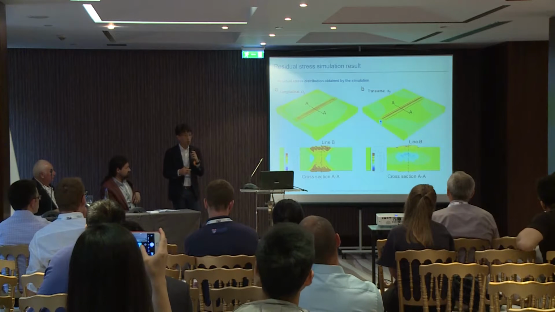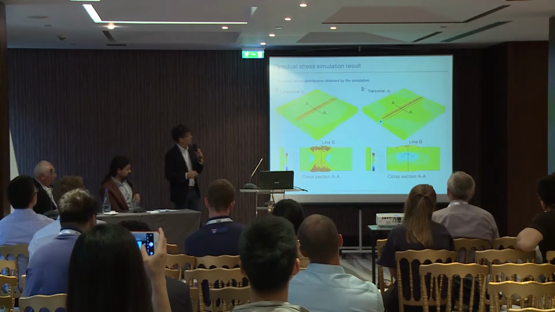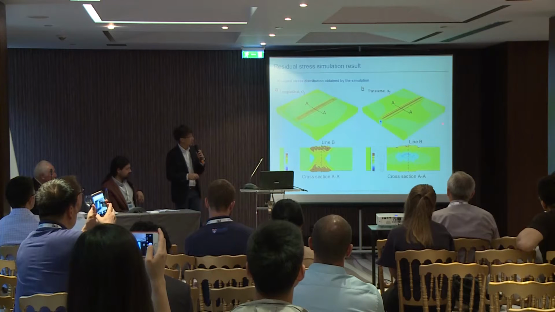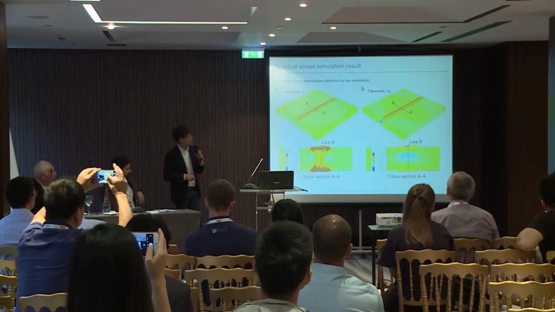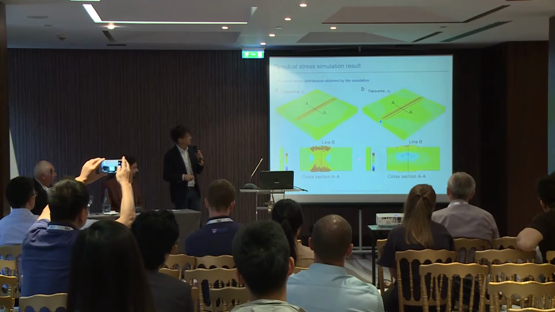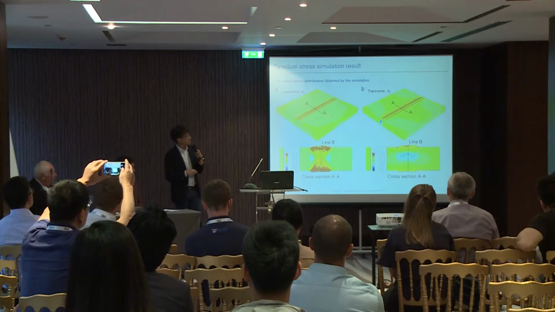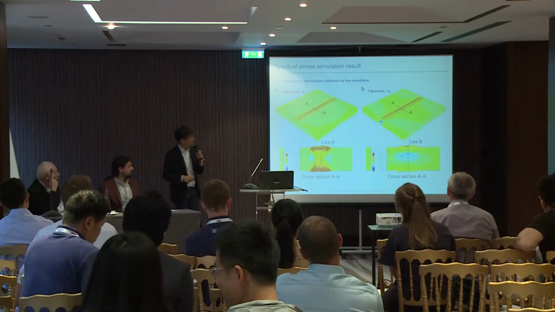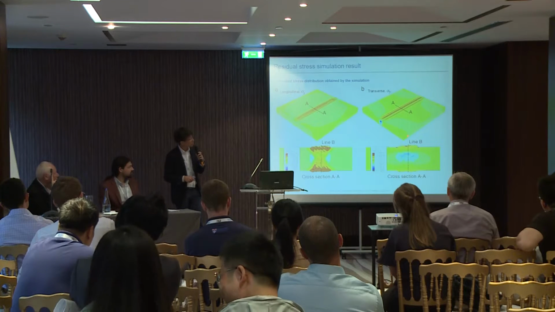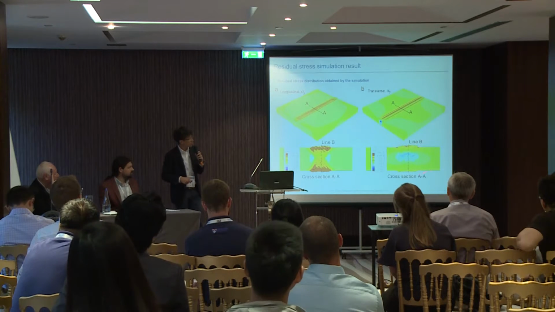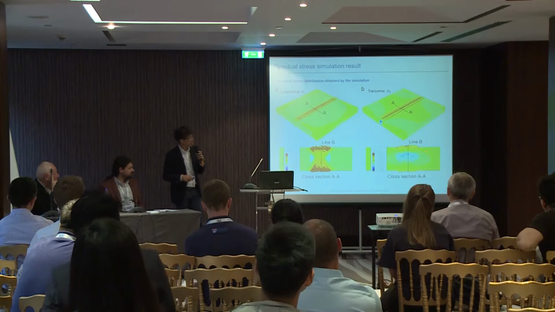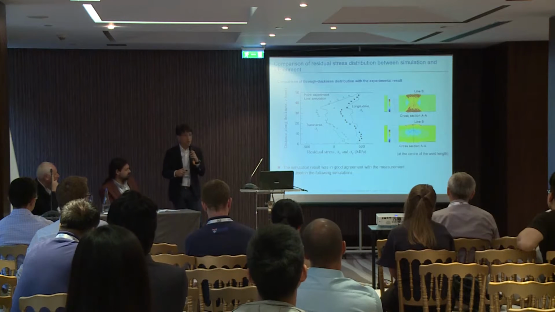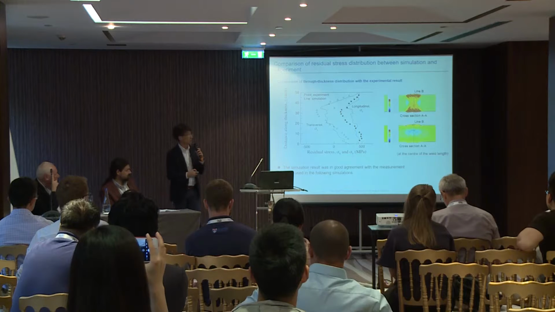And this is the result of welding residual stress simulation. This is the longitudinal component, and this is the transverse component. This figure shows the distribution at the center cross section of the welding length. As you can see, this is the transverse component: tension at the top surface, and then compression in the mid-thickness. And this is the comparison between the experiment and the finite element simulation.